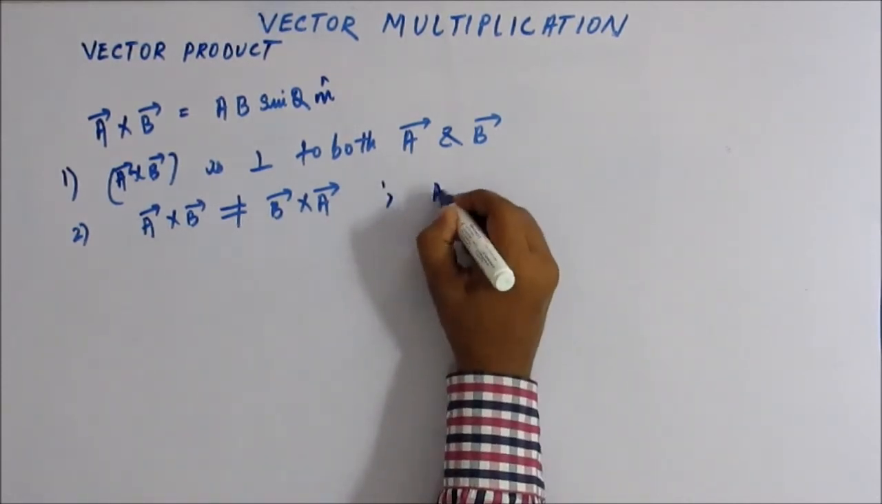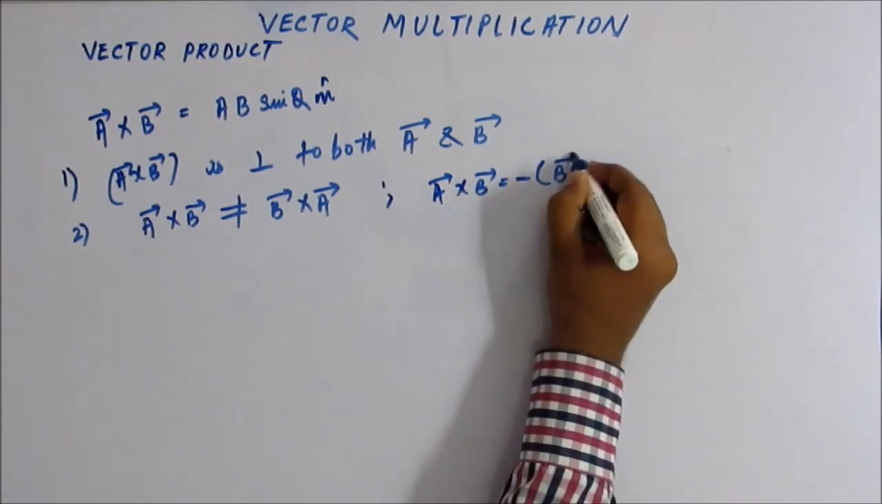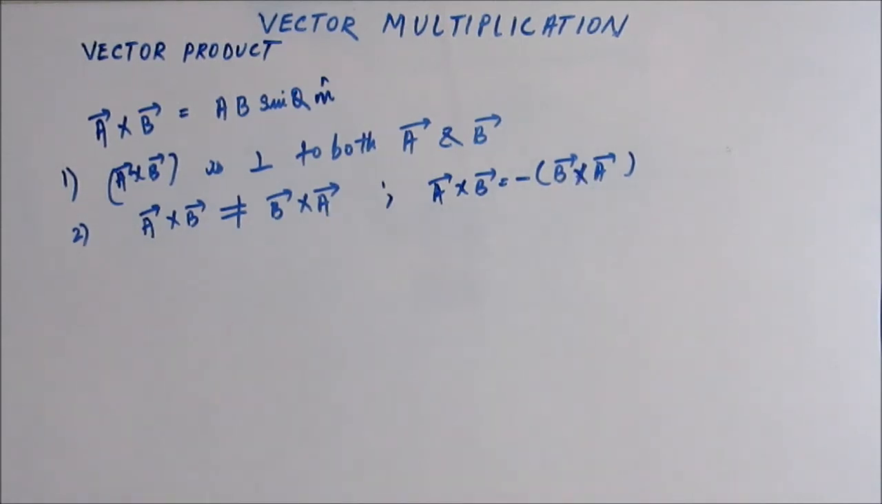Rather, A cross B will be negative of B cross A because the direction is just opposite and the magnitude is same.